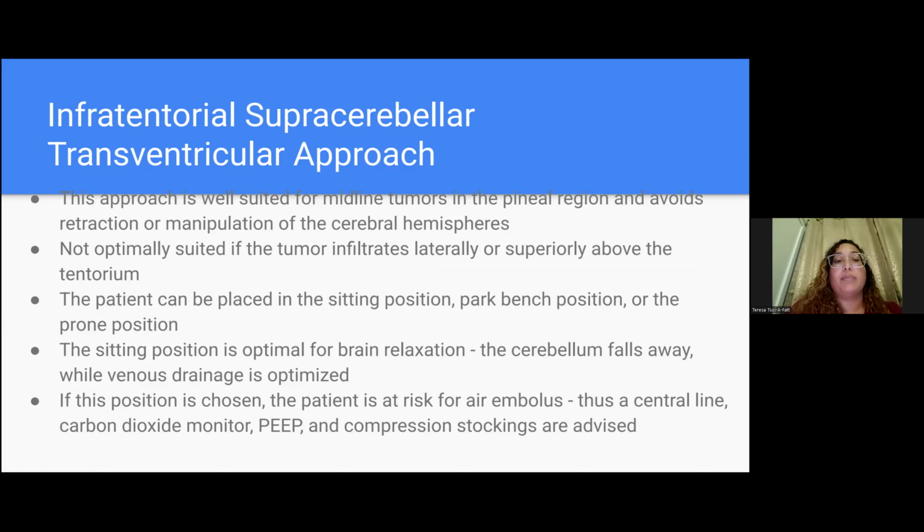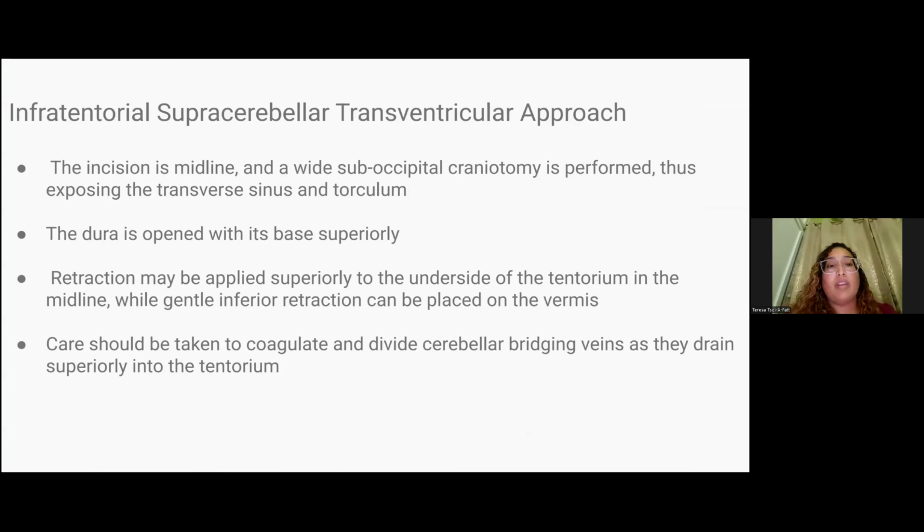Now, to note, if the sitting position is chosen, the patients are usually at a higher risk of air embolism. So to manage this, we would place a central line. We'd have CO2 monitoring, PEEP, and compression stockings would also be advised for these patients if they're placed in this particular position for surgery. The incision would be made along the midline, and a wide suboccipital craniotomy would be performed, exposing the transverse sinus and the torcula. The dura would then be opened with its base superiorly.